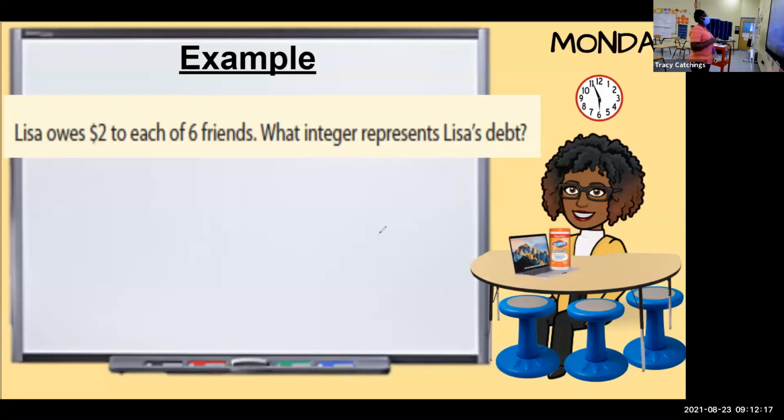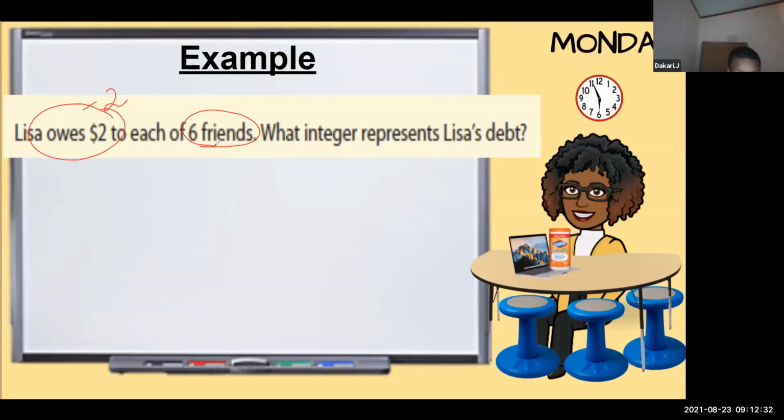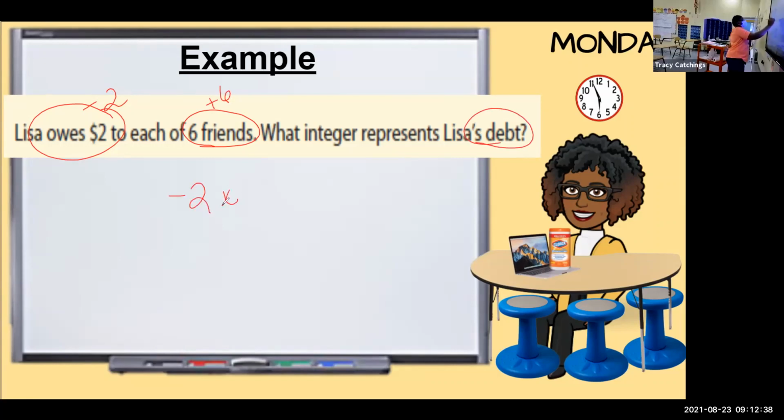So just like with add and subtract, we need to pay attention to keywords. They said owes $2. We learned last week that owes would be a negative value. So that would be -2. And then they said she had 6 friends. Of course, I can't have a negative amount of friends, so we know that's a positive 6. That'd be -2 times that positive 6. What's 2 times 6? 12.